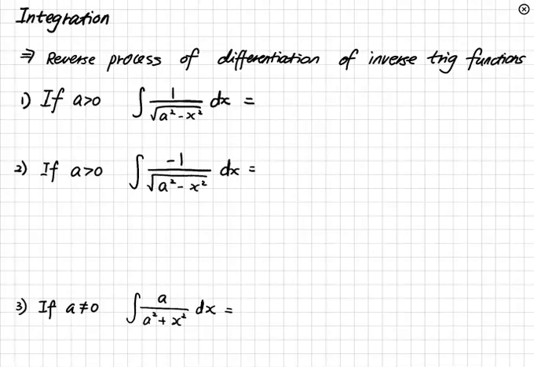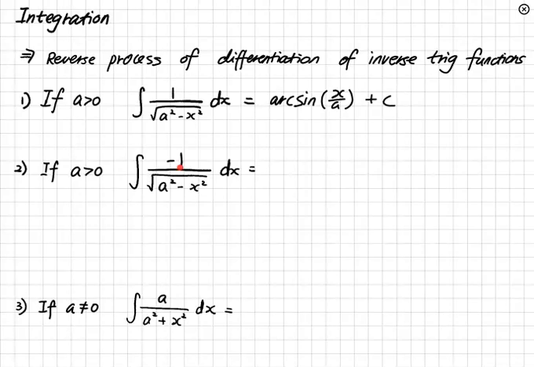Hello everyone, in this video we're going to have a look at the reverse process of differentiation of inverse trig functions. Now let's have a look at the first one. We have integration of 1 over square root of a squared minus x squared. Now you do remember when we differentiate the sine inverse, or differentiation of the arc sine, will give us this format here. So therefore we know the integration of this will go back to arc sine of x on a plus c. Now let's have a look at the second one.